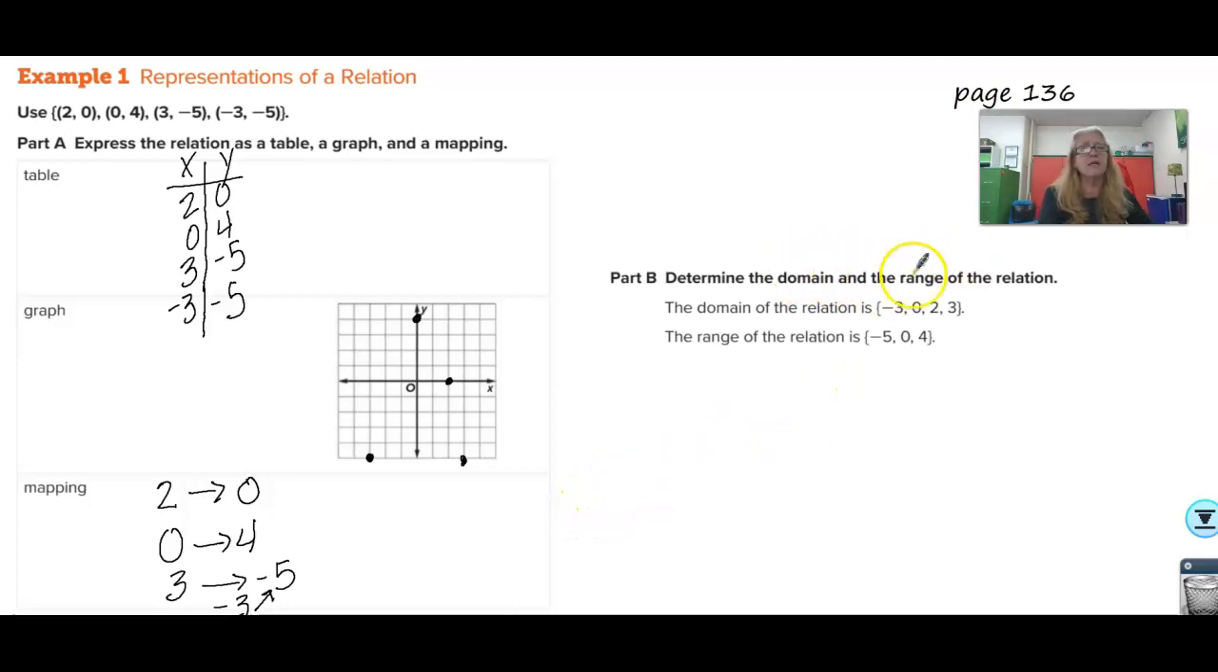So determine the domain and range. Remember, domain, range. You say it first, it comes first. X is the domain, Y is the range. So the domain is -3, 0, 2, and positive 3. And the range is the Y values. Notice they only put the -5 one time. You only have to put it one time. It's cool.